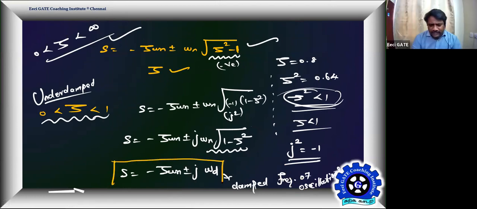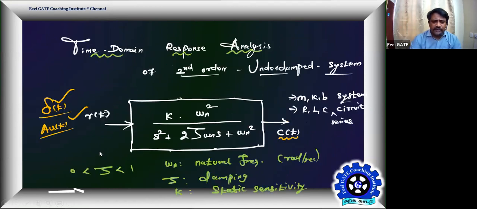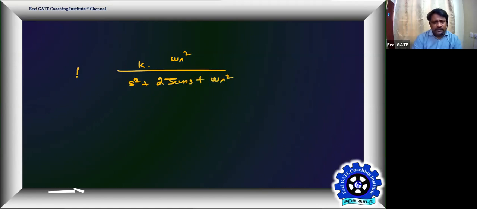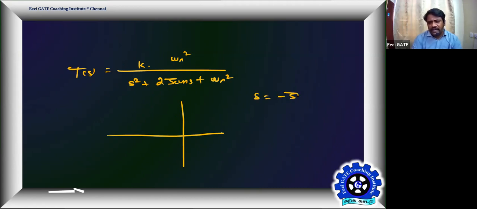Now ultimately the goal is to get the pole locations of the second order under damped system. So this is our second order system. Our system is k into omega n square by s square plus 2 zeta omega n s plus omega n square. That's your transfer function. Now where the poles are, we got the denominator roots equal to s equal to minus zeta omega n plus or minus j omega d. Yes, where is the first pole? Where is the second pole?